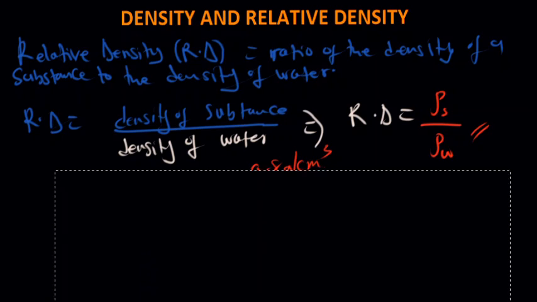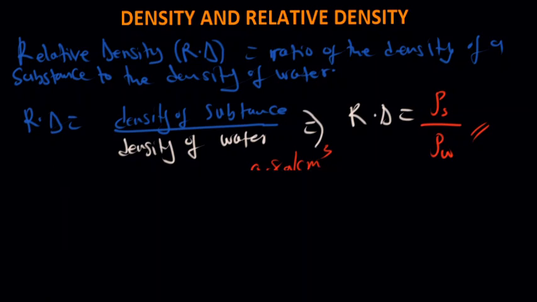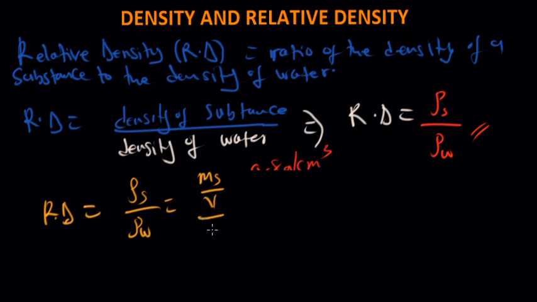So we can also express relative density in this form. Let's say RD is equal to density of a substance over density of water, which is equal to mass of a substance over volume of a substance, and then mass of water over volume of water. So whenever we are comparing relative density, we always compare equal volumes, equal volume of water to equal volume of substance.